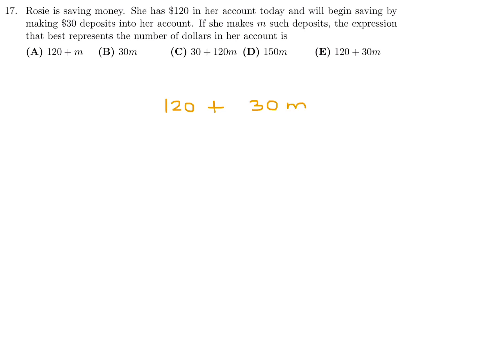So that's the expression. So for example, if she makes 5 $30 deposits, it would be $30, $30, $30, $30, $30, right? In that kind of way. But instead of writing it like that, you could also write it as 30 times 5. So that's all this is asking. Number 17, that is E.